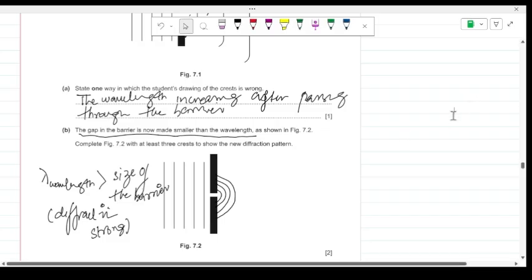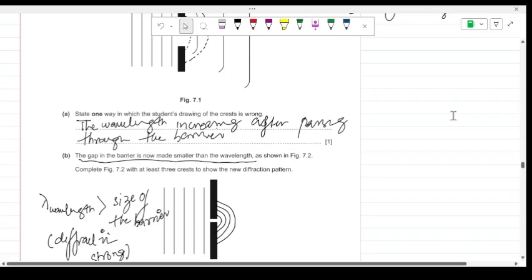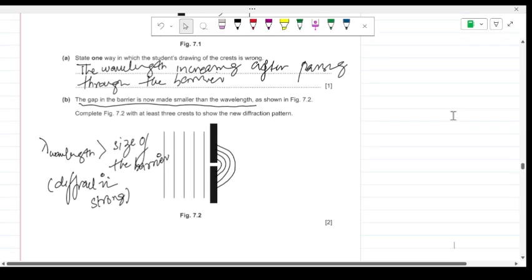In the above figure, you see a large gap between the slit, and the wavelength is smaller than the size of the obstacle, so your diffraction pattern is not visible, or you can say it is not occurring. So when you reduce the gap between the slits such that the wavelength of the wave is greater than the size of the obstacle, you see a proper diffraction pattern.